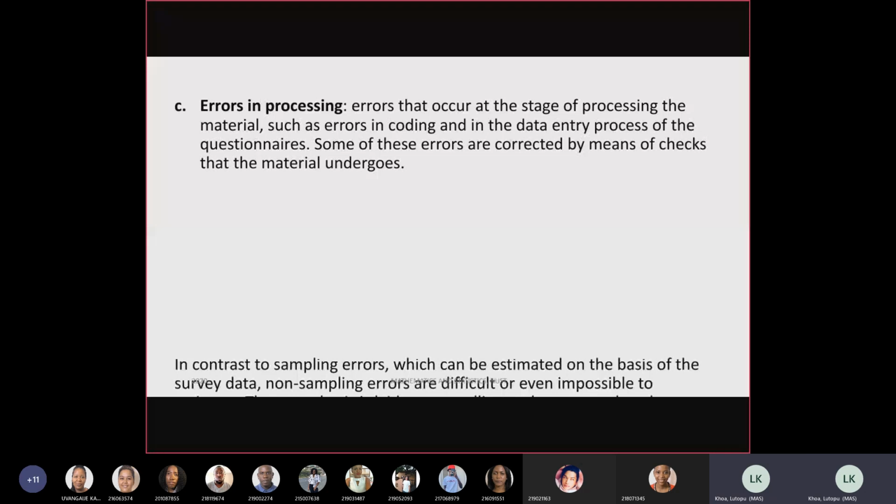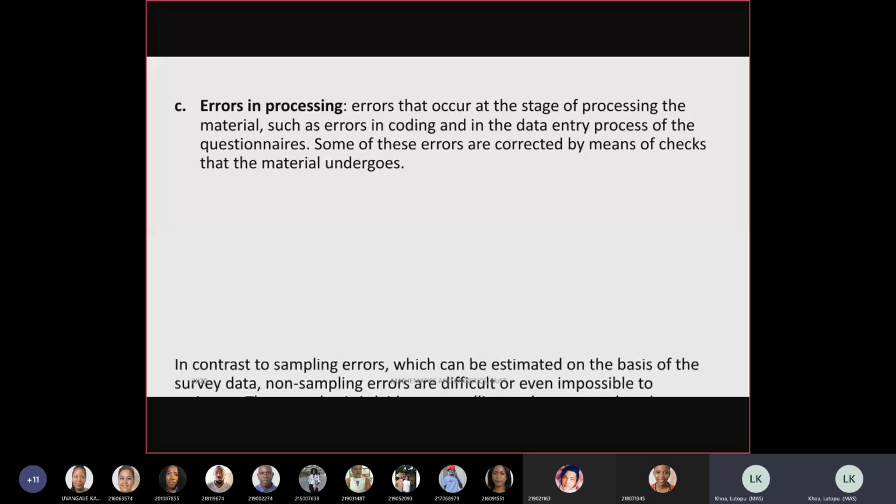Okay, in contrast to sampling errors, which can be estimated on the bias of the surveyed data, non-sampling errors are difficult or even impossible to estimate. Okay, that is true because it's very difficult to tell that you incorrectly entered somebody's gender. So when you're typing things, unless you go through all the data that you entered to check and make sure that it is correct, you might not even notice that you incorrectly entered something. Okay, so these are difficult, impossible to estimate.